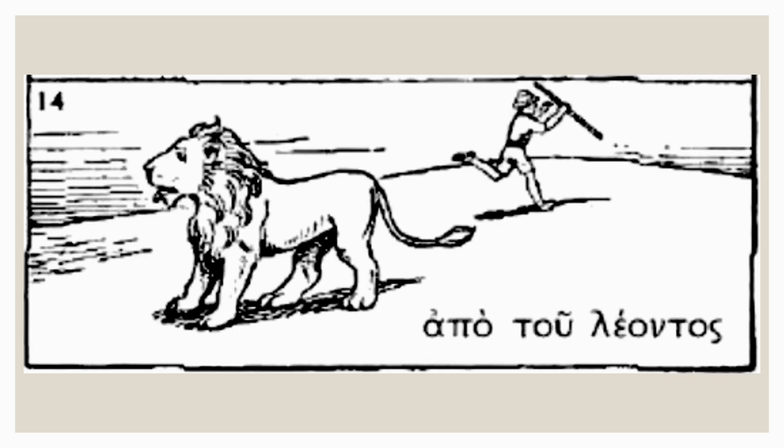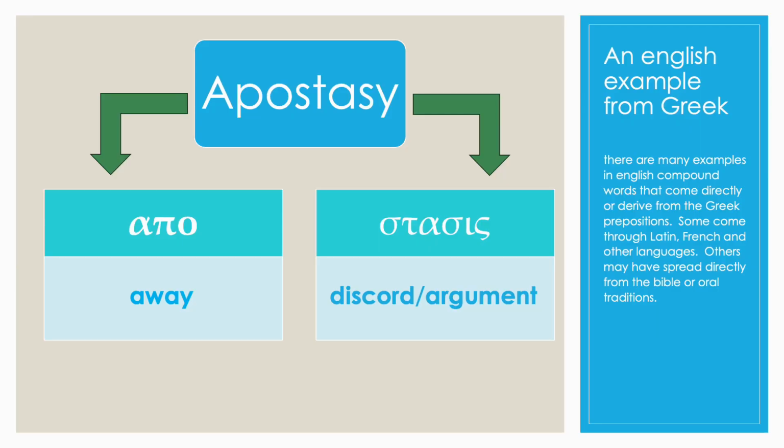And this man, I'm guessing he's like a missionary or something, he's finally seen sense and is making haste to get away from this lion. So apo to, the genitive, to leontos. Apo to leontos. Away from the lion. So there's a good example in English, the word apostasy. An apostate is somebody who has backslidden from their faith or fallen away from their faith, is in some sort of state of argument with God.